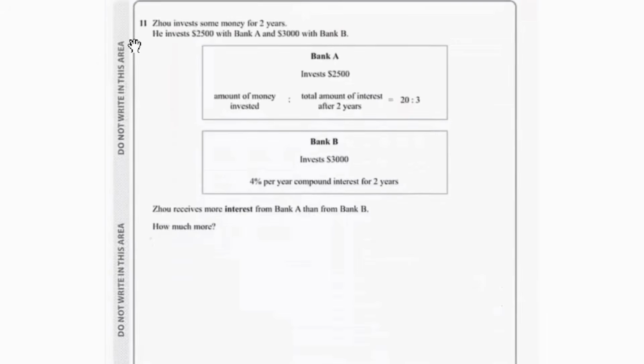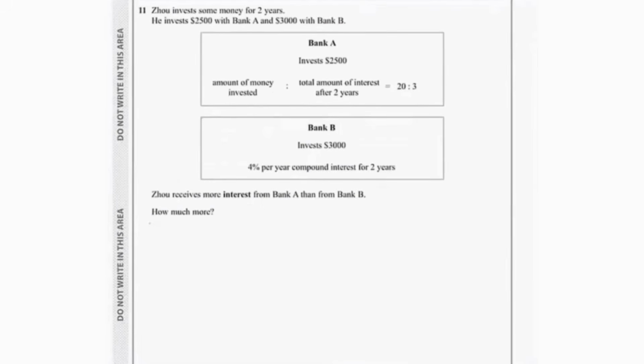Then Zoe invests some money for 2 years. He invests $2,500 with Bank A and $3,000 with Bank B. Zoe receives more interest from Bank A than from Bank B. How much more? So in Bank A, Zoe has invested $500, and the amount of money invested to the total amount of interest after 2 years is in the ratio of 20:3. In Bank B, she's investing $3,000 and she's earning 4% per year compound interest for 2 years. So let's use this information to figure out how much interest she's getting in both of them, and then how much more interest she is earning in Bank A.